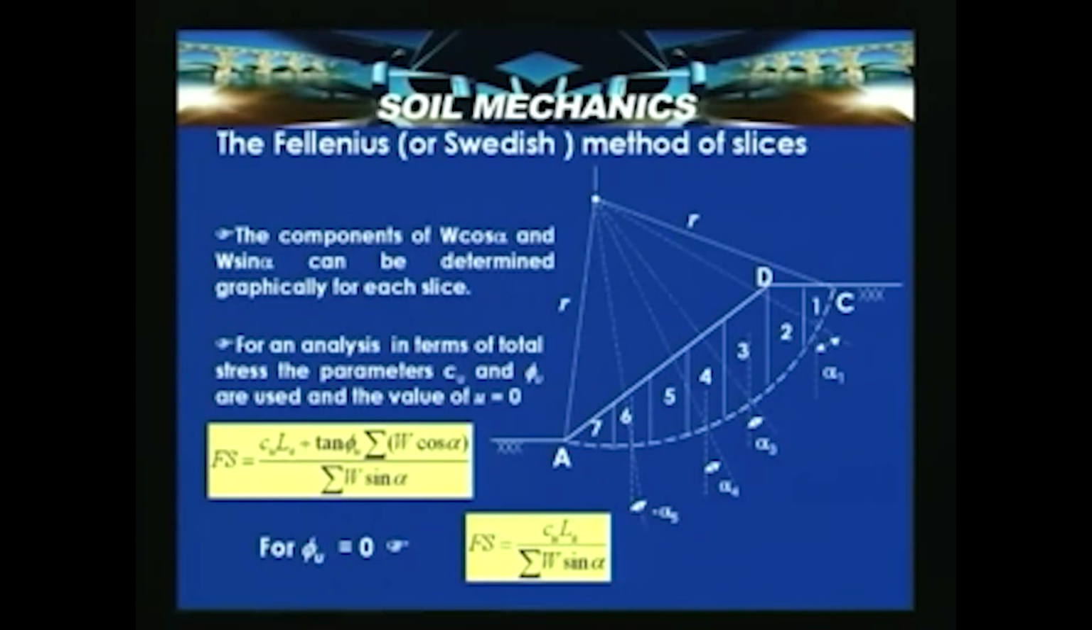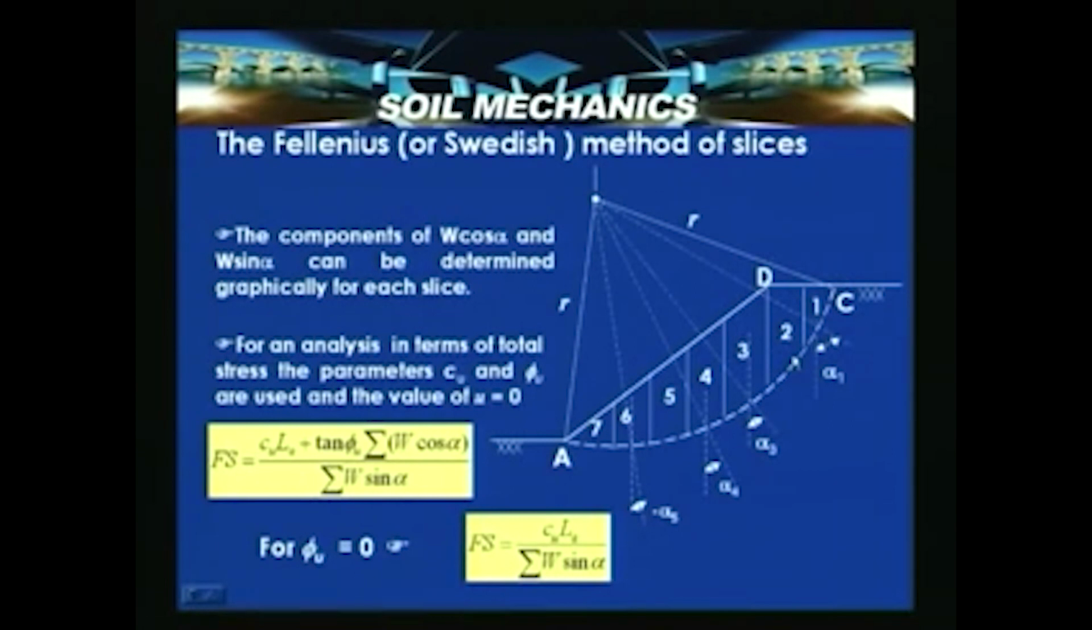So, here in the Fellenius or Swedish method of slices, a particular slope portion is shown, and it is assumed to be divided into 7 slices vertically. The entire portion A, B, C, D is divided into 7 portions vertically, and at the CG of each slice, its weight is assumed to act. So, from 2/3 distance from here, the CG of the weight of this slice is assumed to act.